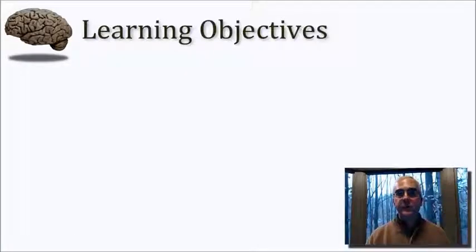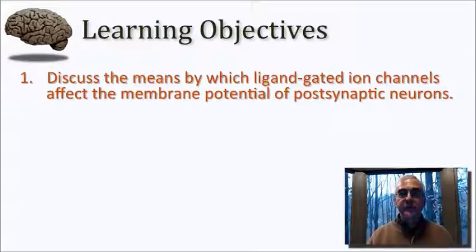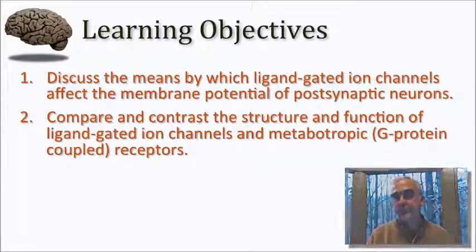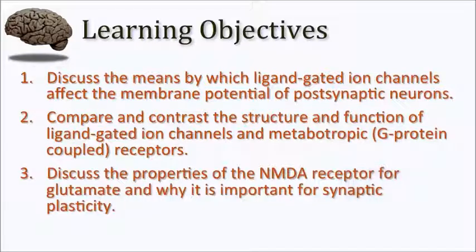So we have some learning objectives today. I want you to be able to discuss the means by which ligand-gated ion channels affect the membrane potential of postsynaptic neurons. I want you to be able to compare and contrast the structure and function of the ligand-gated ion channels and the metabotropic receptors, also known as the G-protein coupled receptors.